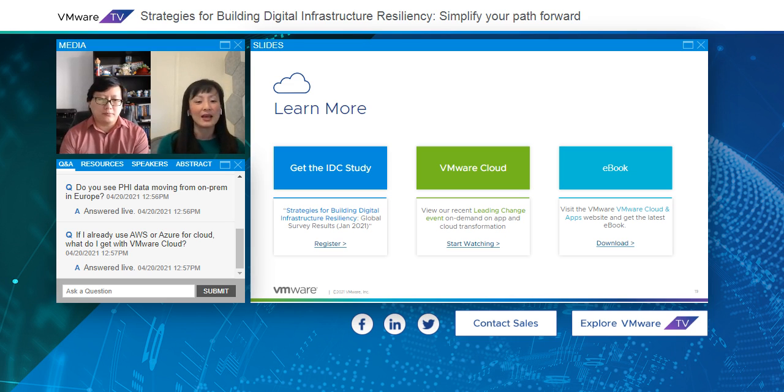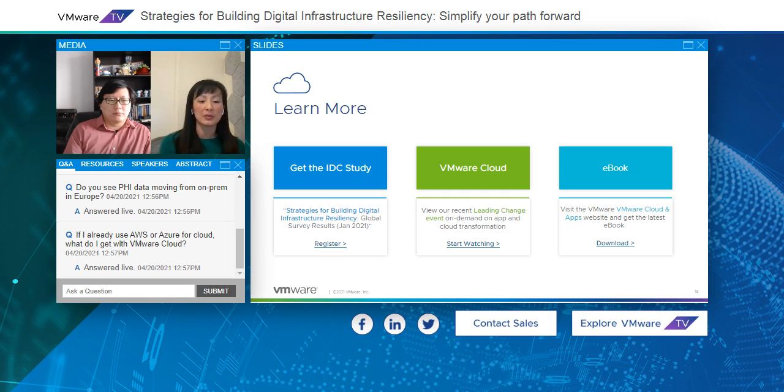And one last question here is, if I'm already using AWS or Azure for cloud, what do I get with VMware Cloud? That is a great question. With VMware Cloud, as we saw in the diagram, there are virtual machines, VMs, as well as containers and Kubernetes. There are also direct connections into this rich set of services that the cloud providers already provide.